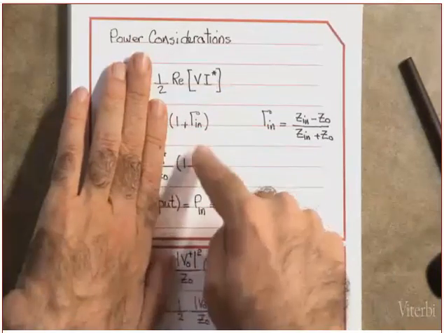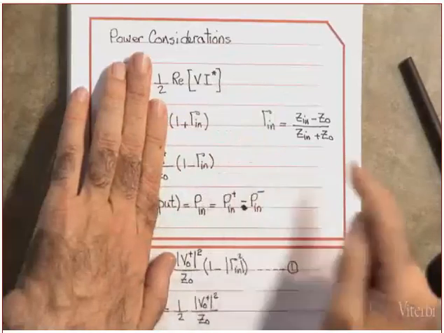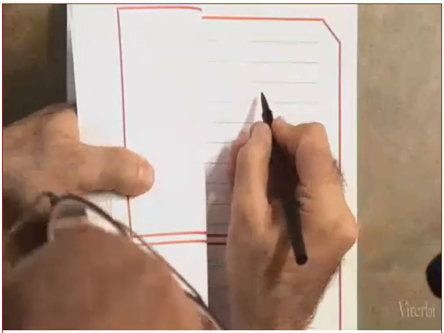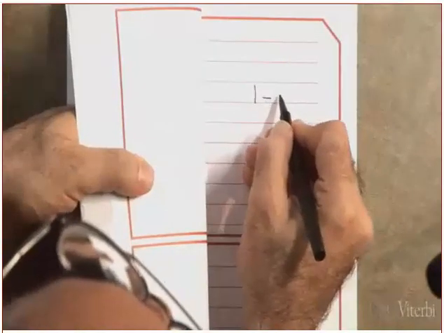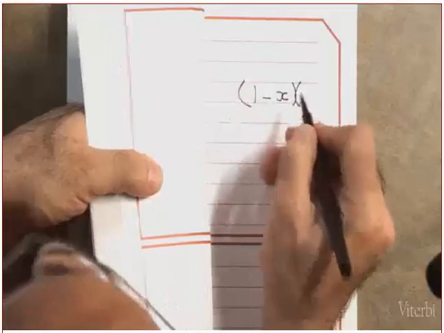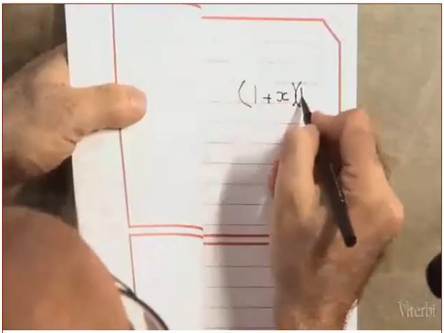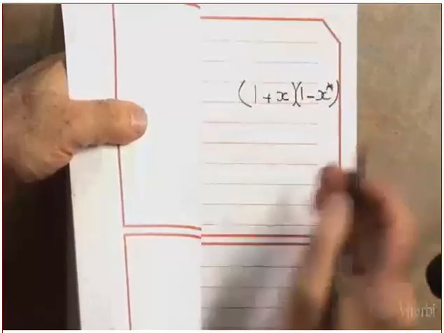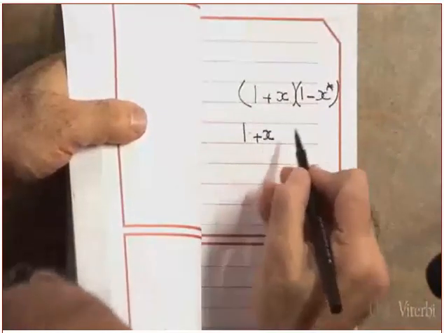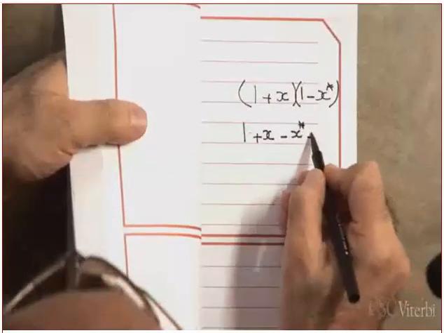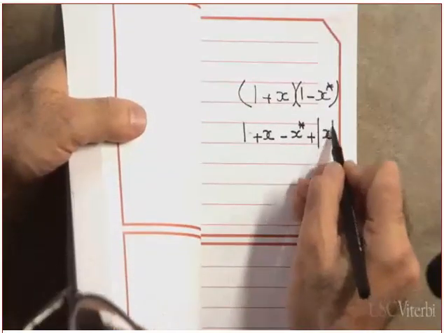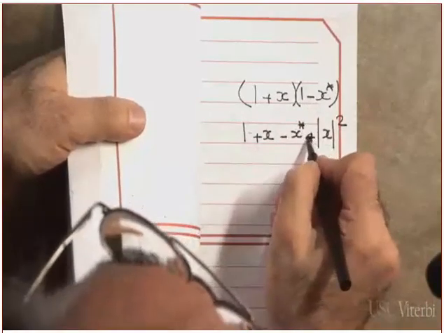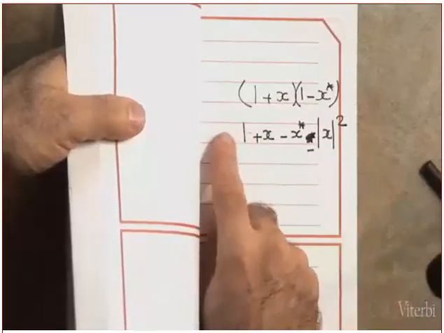What happens to the middle term? Is there a middle term? You lost me here. Listen to me. I have 1 plus x times what? 1 minus x conjugate. What would I get? I get 1 plus what? x minus what? x conjugate. Do you agree? No, sorry, not a plus. I'm sorry. Minus. Do we agree?